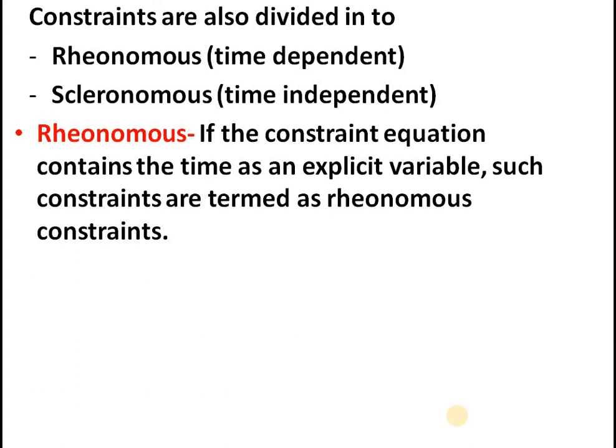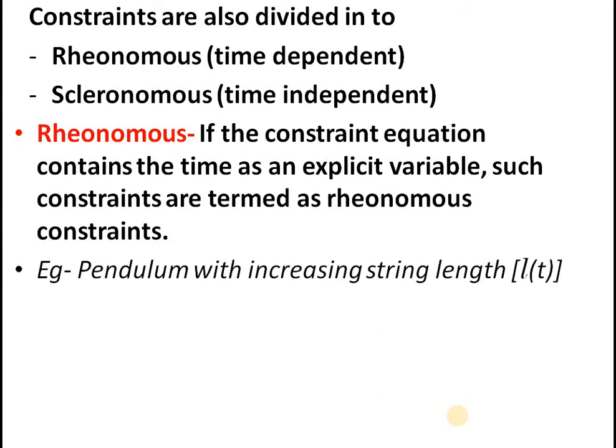For example, the pendulum. If you take the case of a pendulum, the bob is oscillating, the string is moving, and the string length is fixed. Usually, in a typical pendulum, the string length is fixed. But you can have a pendulum with a varying string length. When the string length is varying, you can say the constraint is time dependent. L is time dependent. In that case, we have a pendulum with increasing length or a pendulum with decreasing length. Also, we can continuously vary the length. That constraint is changing with respect to time.